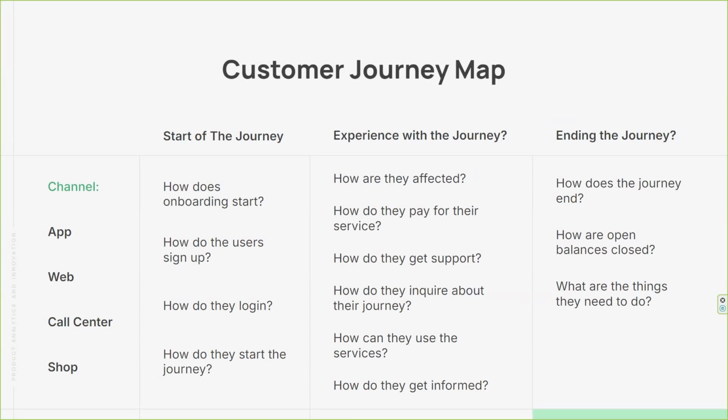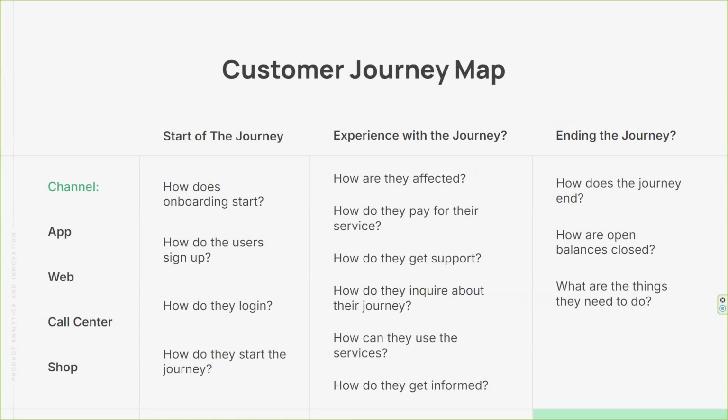But the critical part of the customer journey map, we could divide into 3 parts, where you need to look at the start of the journey. So how would this journey start? What are the onboarding requirements? How do they register? How do they log in? How do they start their journey for a specific process?